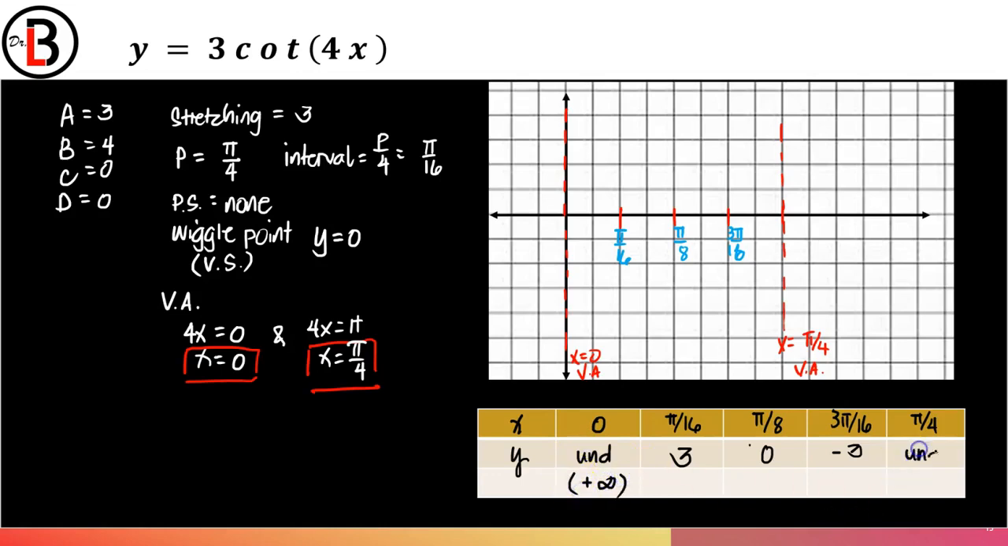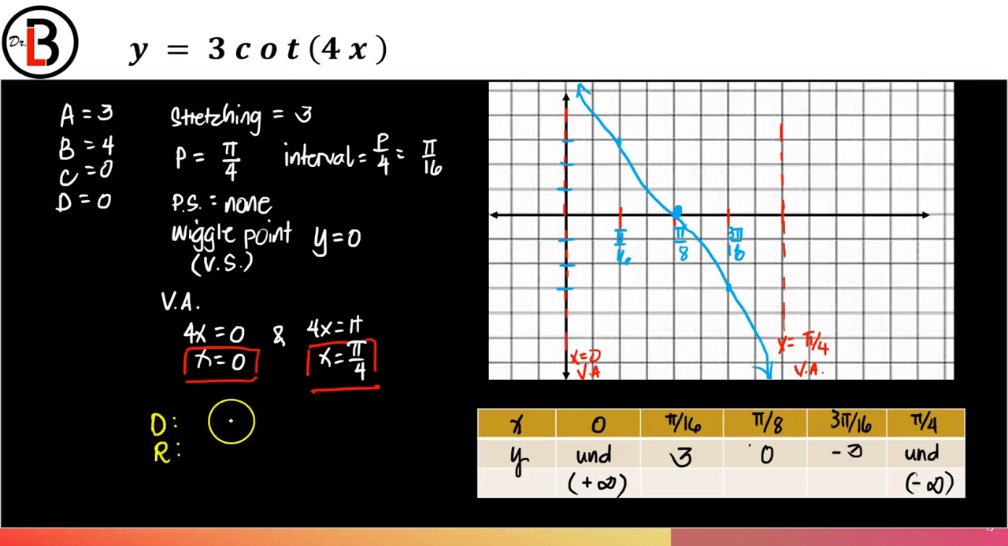This one is also undefined, and this one goes to negative infinity. So if we plot these, it's going to be at 0. So 1, 2, 3. So at 3 pi over 16, that's negative 3. Pi over 16 is positive 3. Something like this. This is the graph. Okay, so let's write the domain and the range.